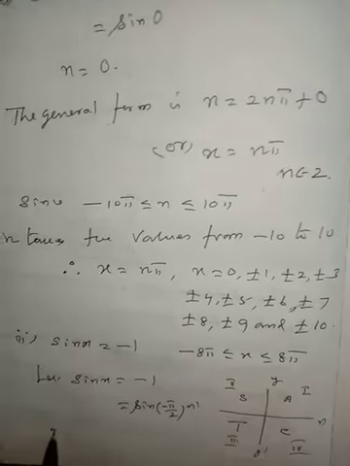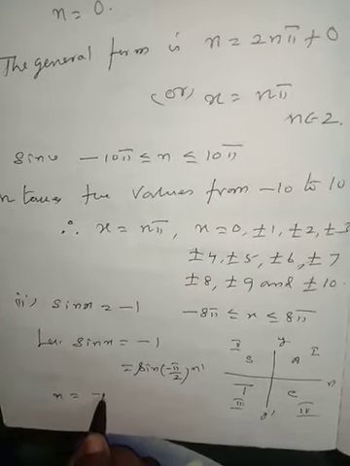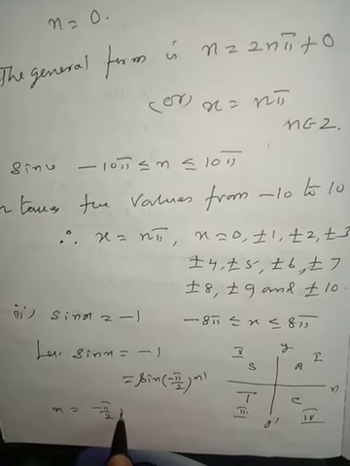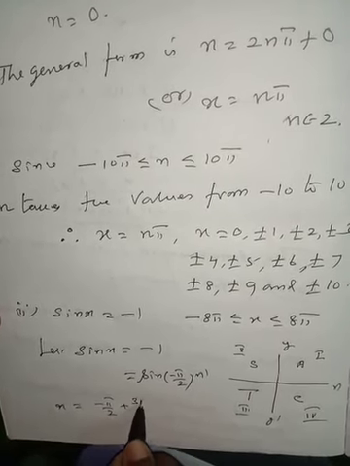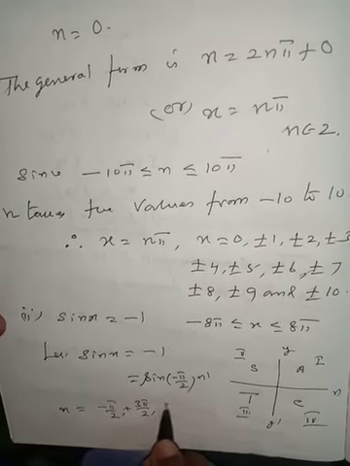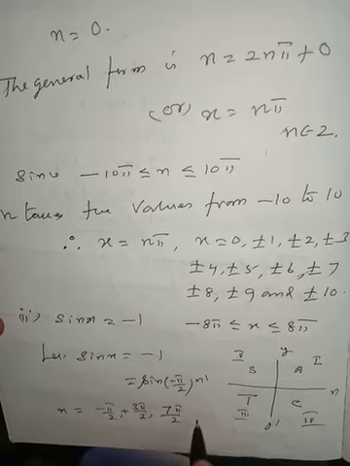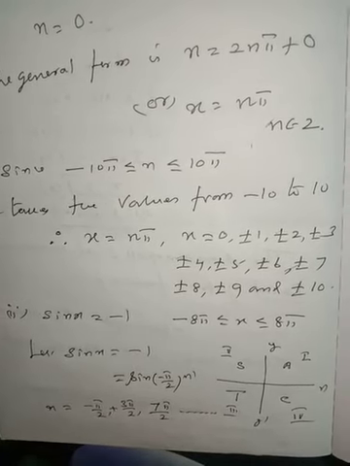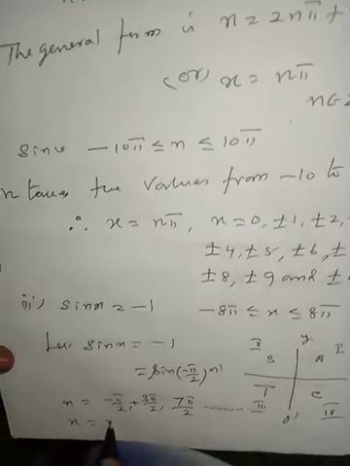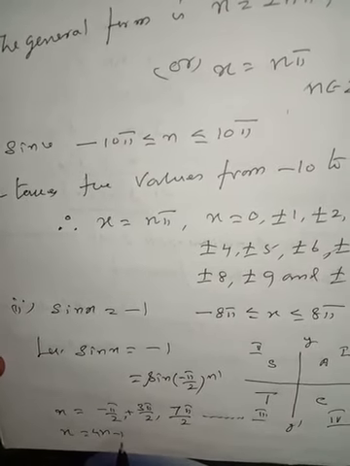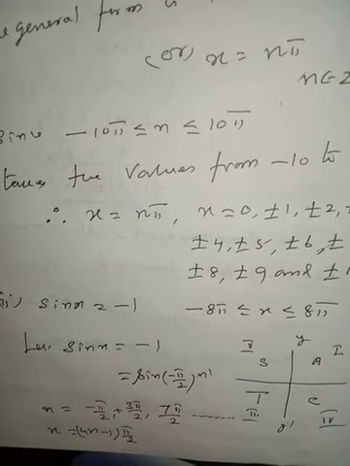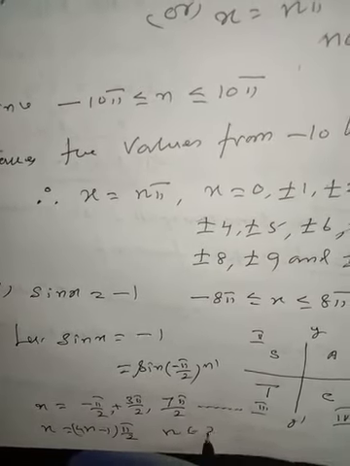Now x varies from minus pi by 2, 3 pi by 2, 7 pi by 2, and so on. Therefore x is equal to (4n minus 1) pi by 2, where n is an element of integer.